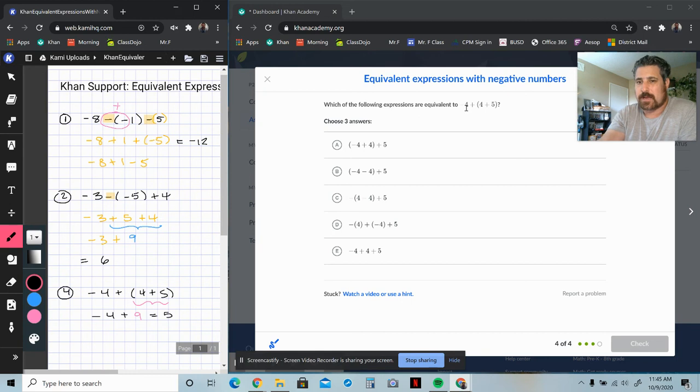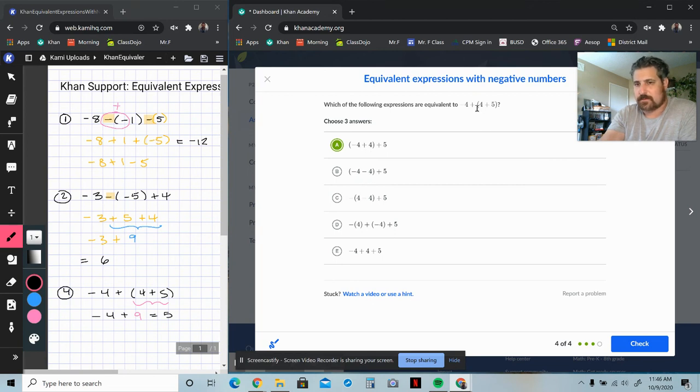That's really negative 4 plus 4 plus 5, because you can distribute that positive through the parentheses, and it's going to be a positive 4 and a positive 5. So I'm looking for a negative 4, a positive 4, and then a positive 5. Negative 4, positive 4, positive 5, all added together. Can I do the first two before I do the adding 5? Yes, this is fine.